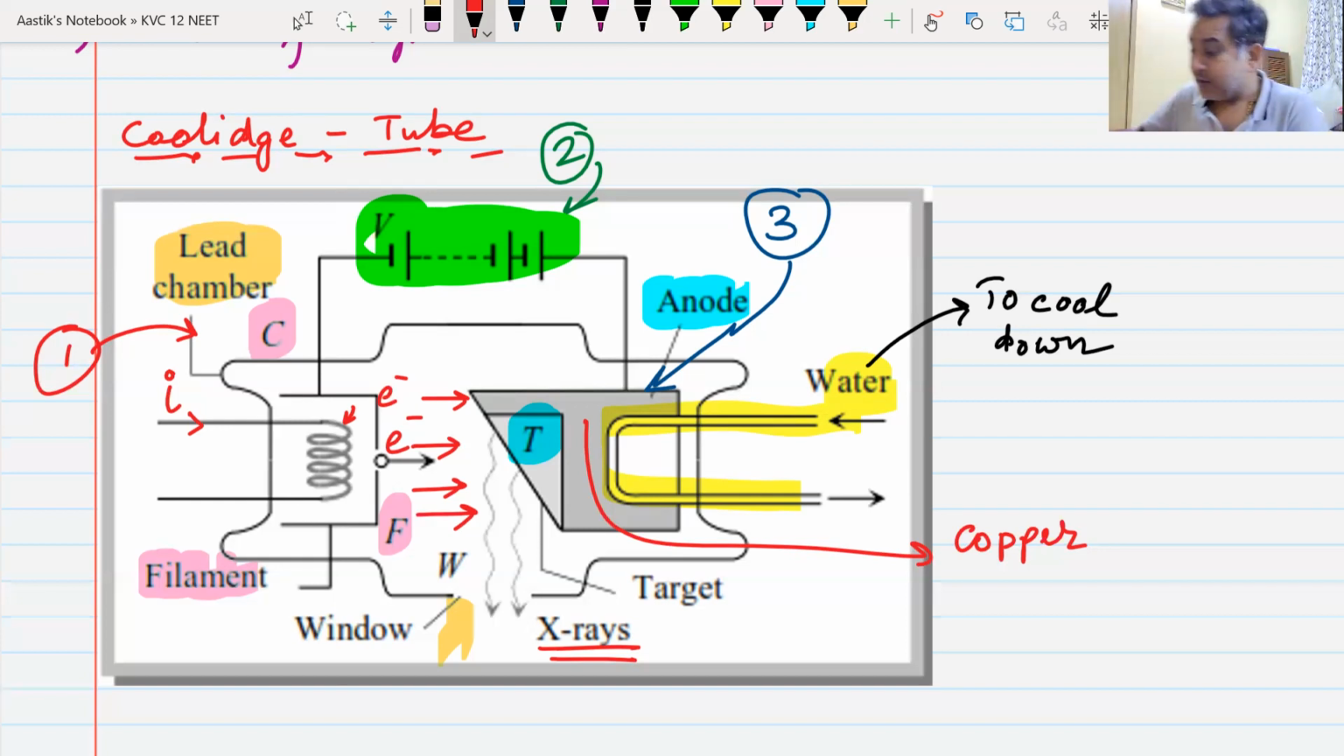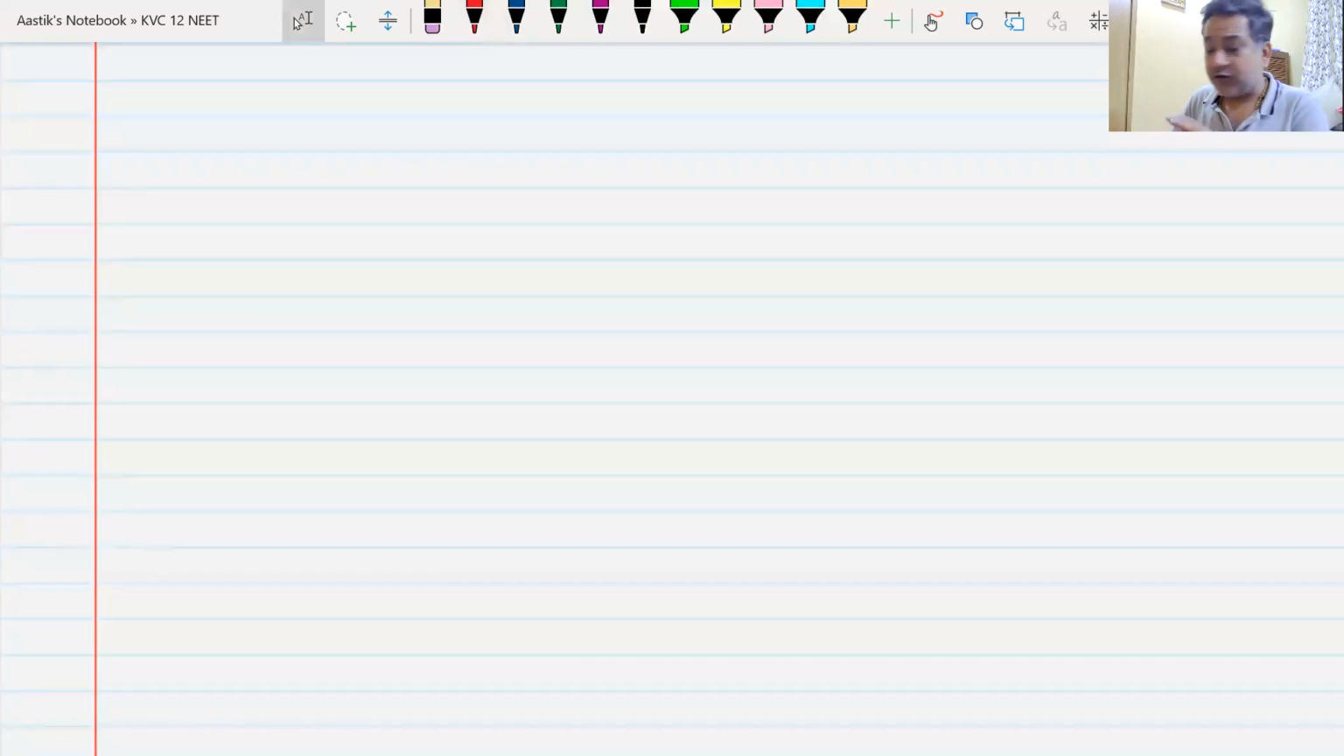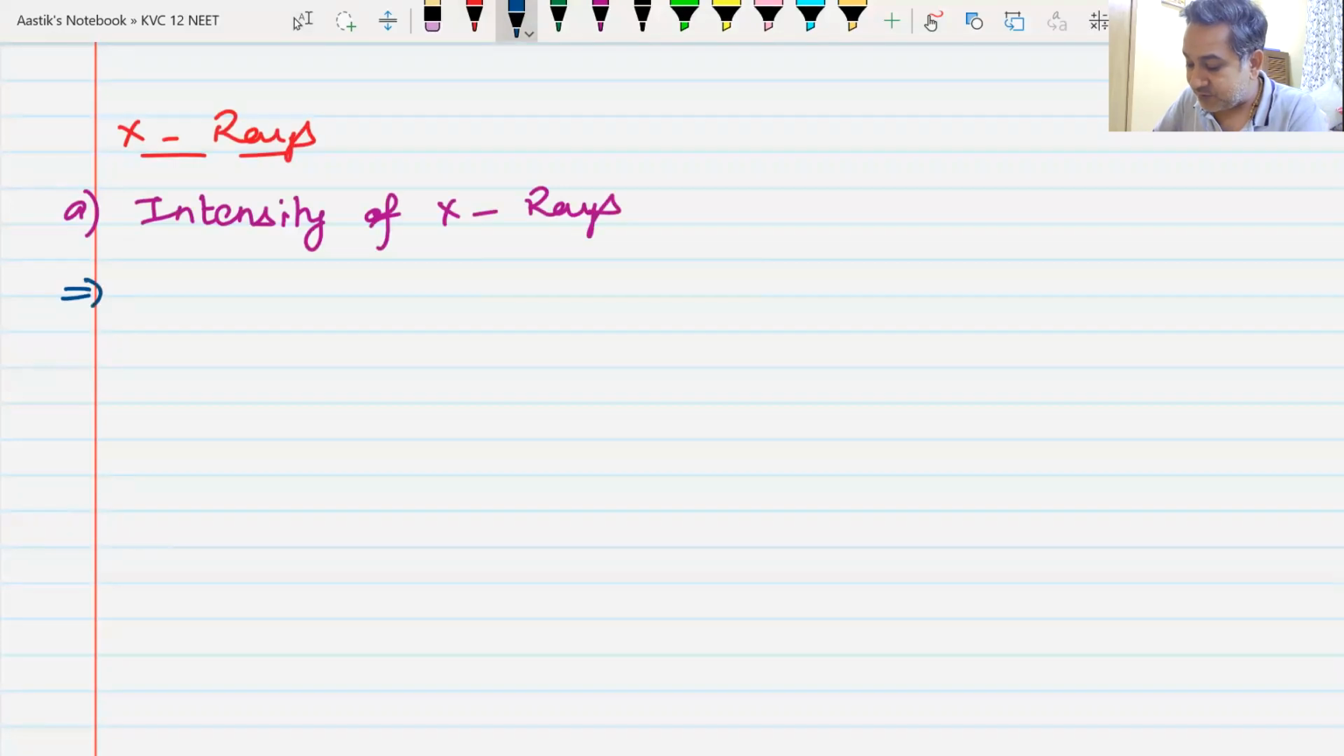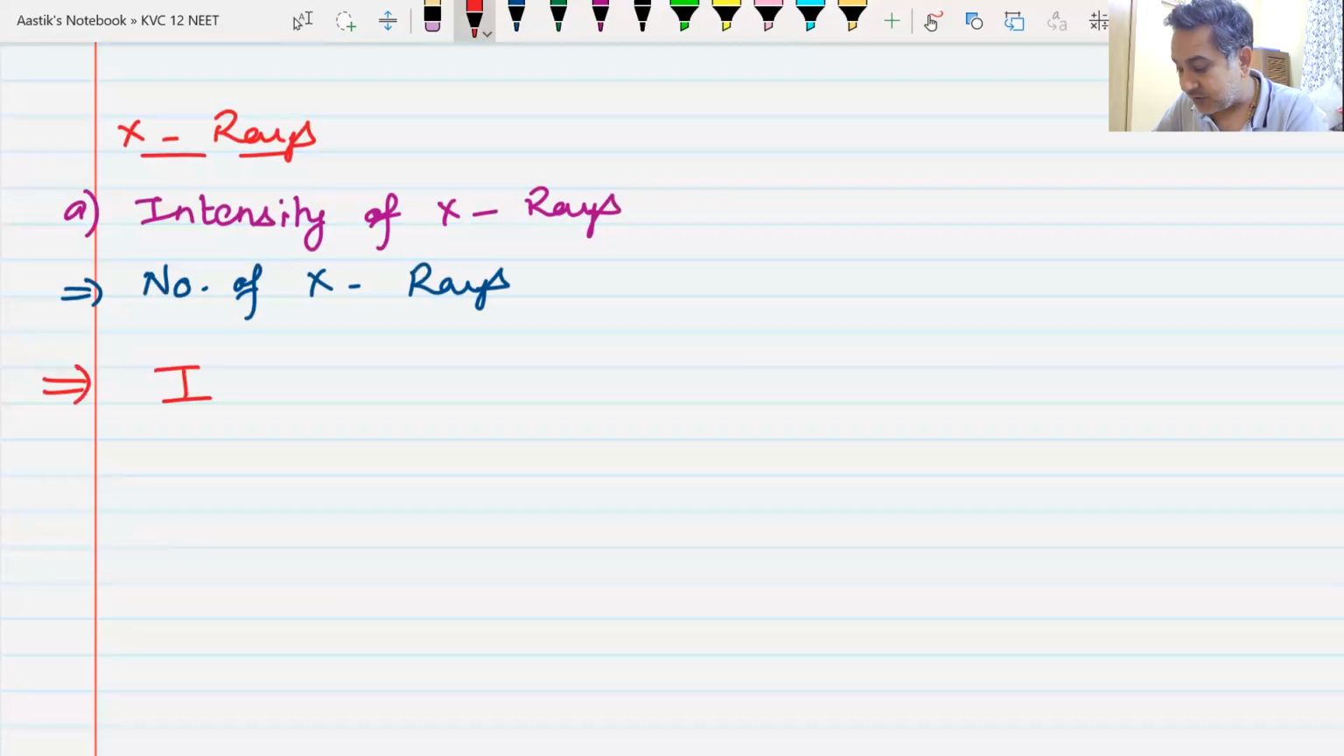Yes, sir. Now, whenever we talk about X-rays, there are two things that we always talk about. The first thing is the intensity of X-rays. When I say intensity of X-rays, what do you mean? The intensity of X-rays means the number of X-rays. Do we understand this? Yes, sir. Who controls this number of X-rays? This number of X-rays, or intensity, is directly proportional to the current in the filament.